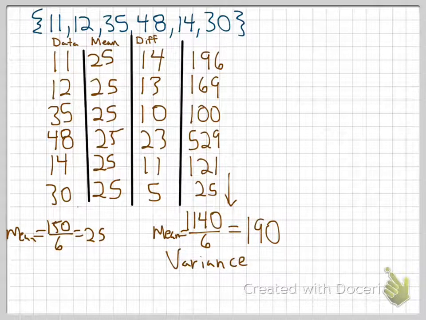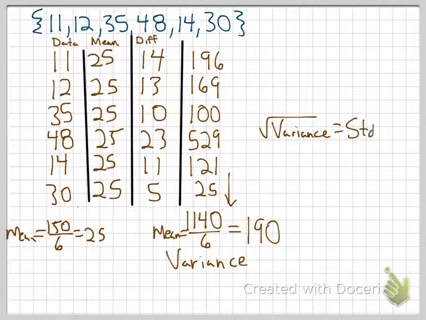Now, whenever we have the variance, the square root of that variance is equal to the standard deviation.